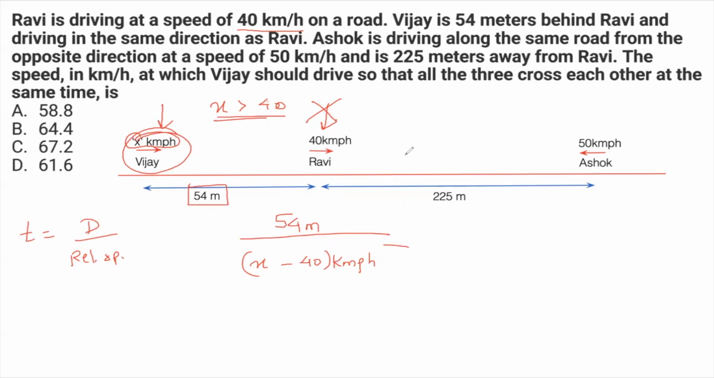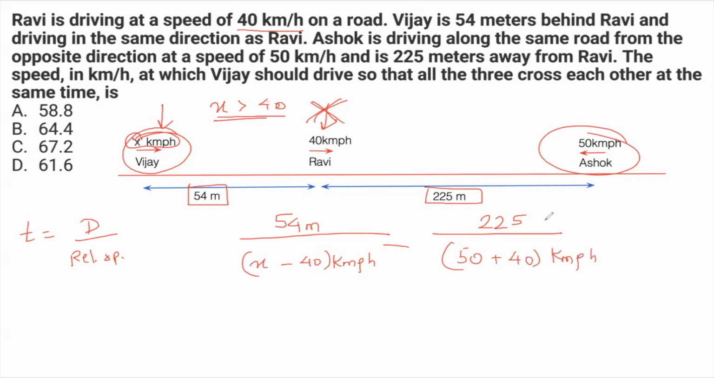and that's about the time taken for Vijay and Ravi to meet. Similarly, Ravi and Ashok are traveling in the opposite direction. The distance between them is 225. Putting Ravi at rest, the distance of 225 meters will be chased at the relative speed by the faster person, that is Ashok, and the relative speed here is 50 plus 40. When two objects travel in the opposite direction, the relative speed is the sum of their individual speeds. So distance is 225 meters, the relative speed is 50 plus 40, and that's the time taken for Ravi and Ashok to meet. But all three are meeting at the same time, crossing at the same time.